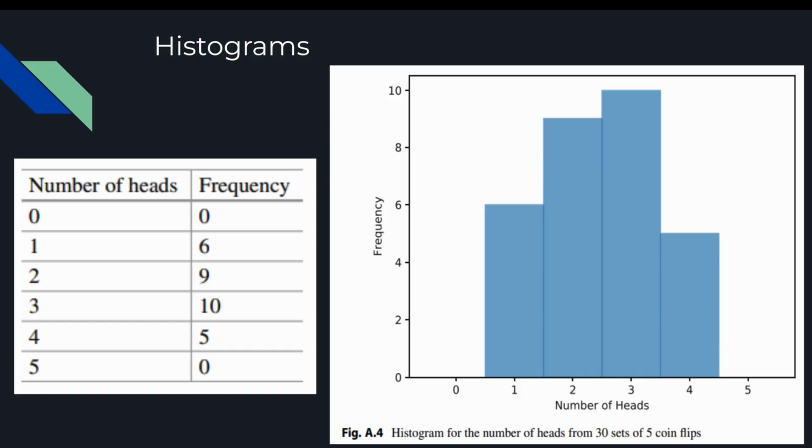Histograms are another way to represent probability. For example, the number of heads if you flip a coin 5 times. This is just an example of the histogram that would result. We collect data and then represent that on a graph, and that's what a histogram is.